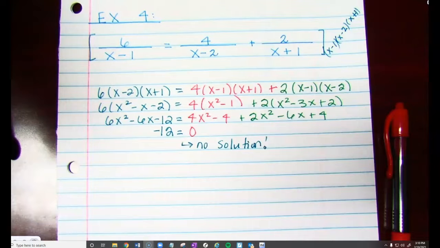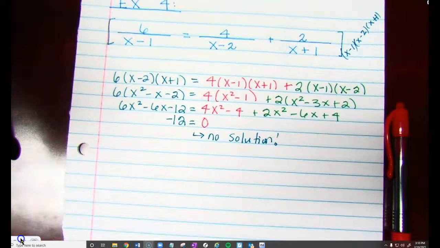On the flip side of that, y'all, if it was negative 12 equals negative 12 or 0 equals 0 or whatever, an absolutely true number sentence, it would have been all real numbers except the restrictions. So if that was a true number sentence, I would write all real numbers except positive 1, positive 2, and then negative 1. Keep that in mind.